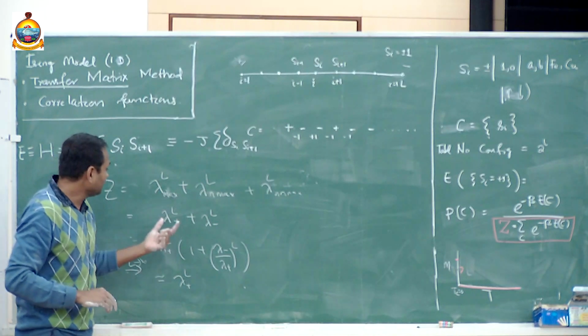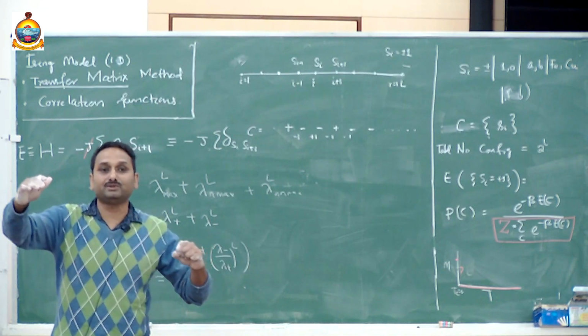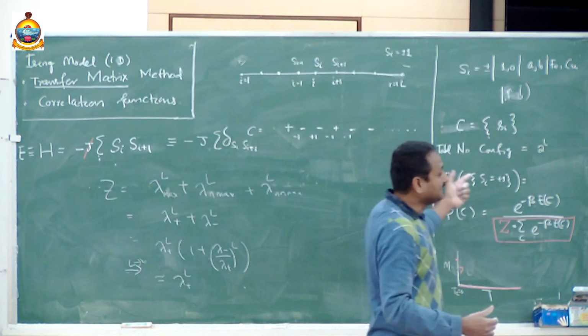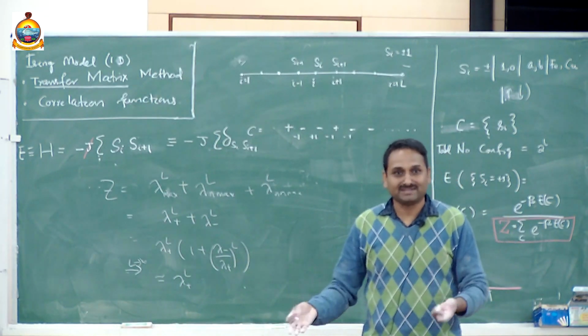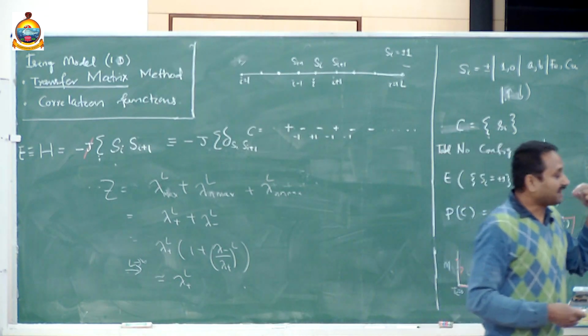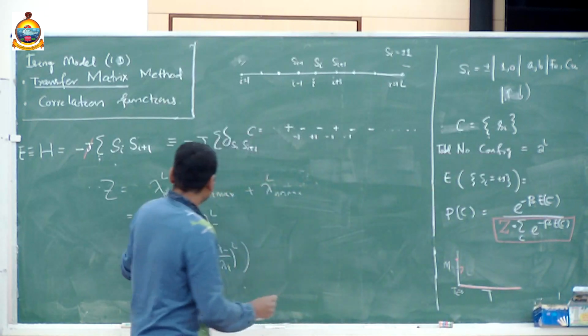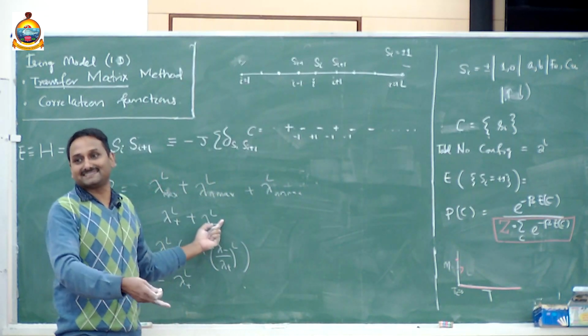So lambda max to the power L. The partition function only gets the largest eigenvalue of T, which is what I call the transfer matrix, to the power L. All I want to say by doing this calculation on the correlation function is that the correlation function will have the information of the second largest eigenvalue.